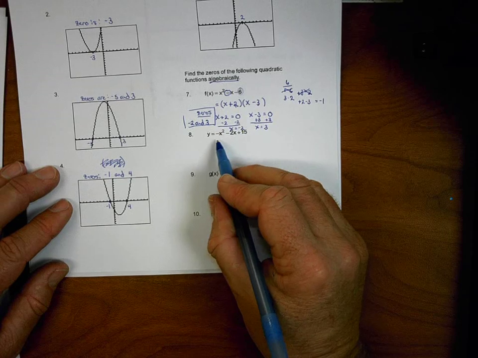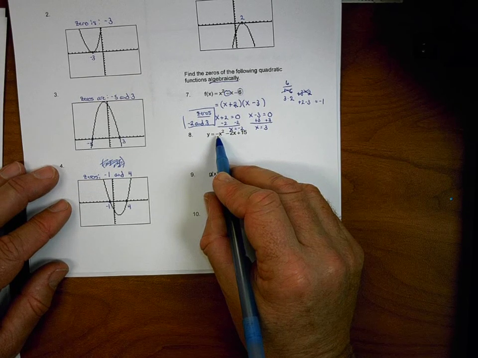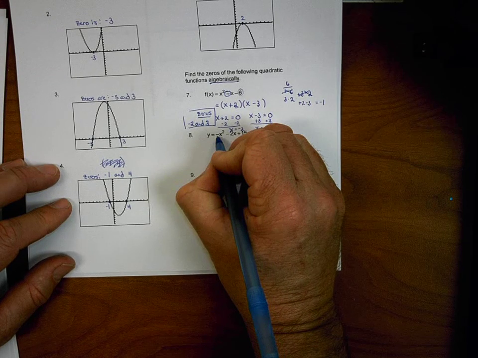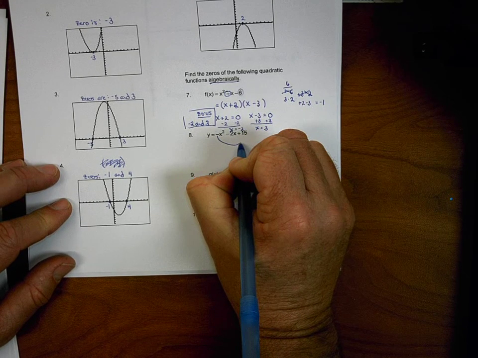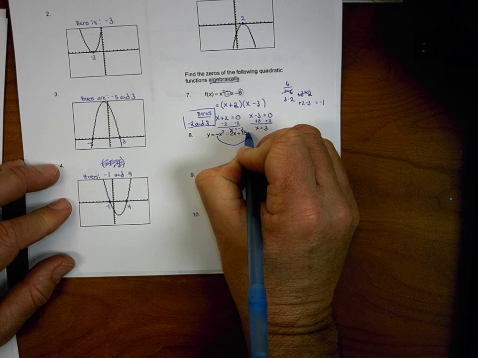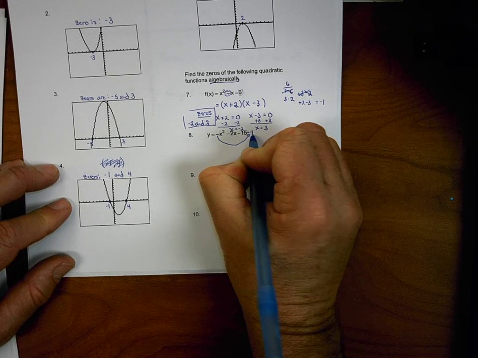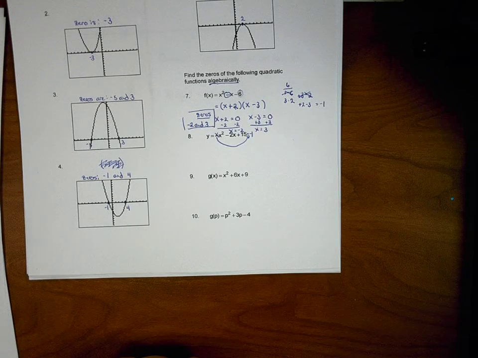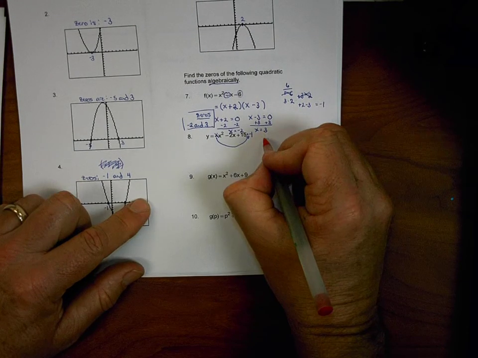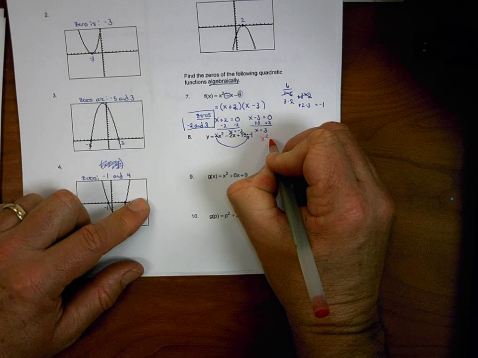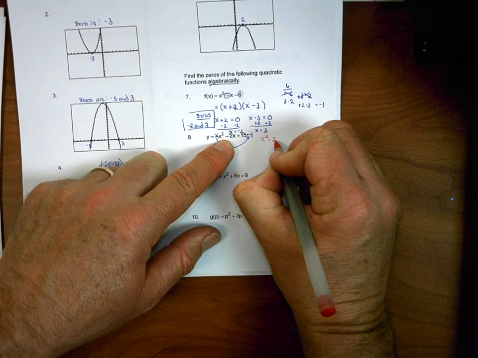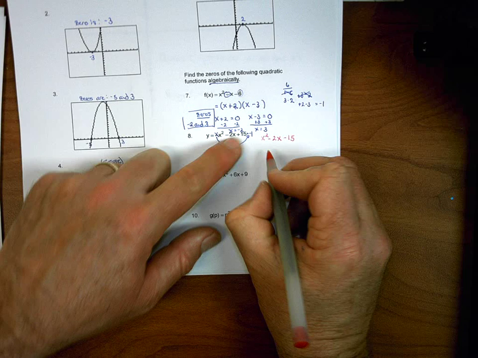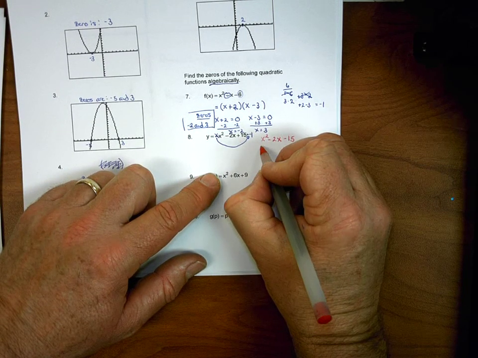Moving on to number 8, I have y equals negative x squared minus 2x plus 15. So the first thing that I need to do is get rid of that negative sign by multiplying by negative 1. Okay, so that creates a new trinomial for me, and I'll switch colors up so it might be easier to see. So my new trinomial becomes x squared minus 2x, then instead of plus 15 it's going to be minus 15. Okay, now I factor this trinomial.